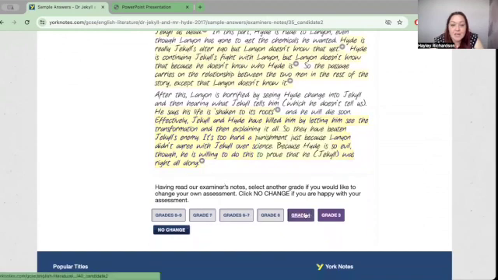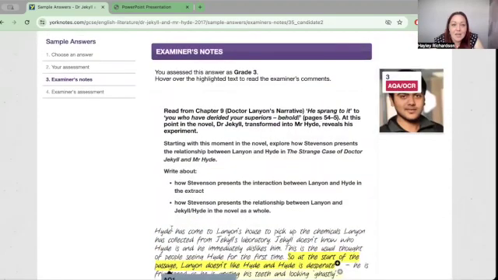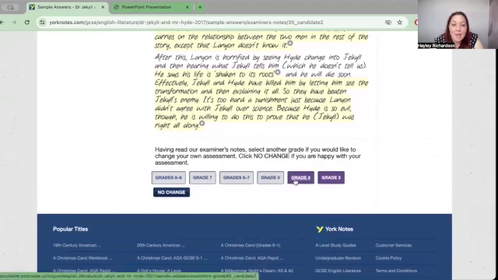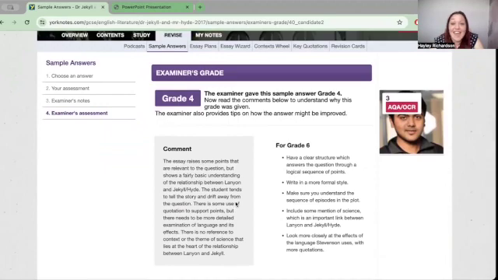So let's see what the examiner gave. I wouldn't assess this as a 3. I would probably give it a 4, maybe. I might be being a bit generous there. I might give it a 4. What have they given? Yeah, they gave him a 4. So now read the comments below to understand why this grade was given.